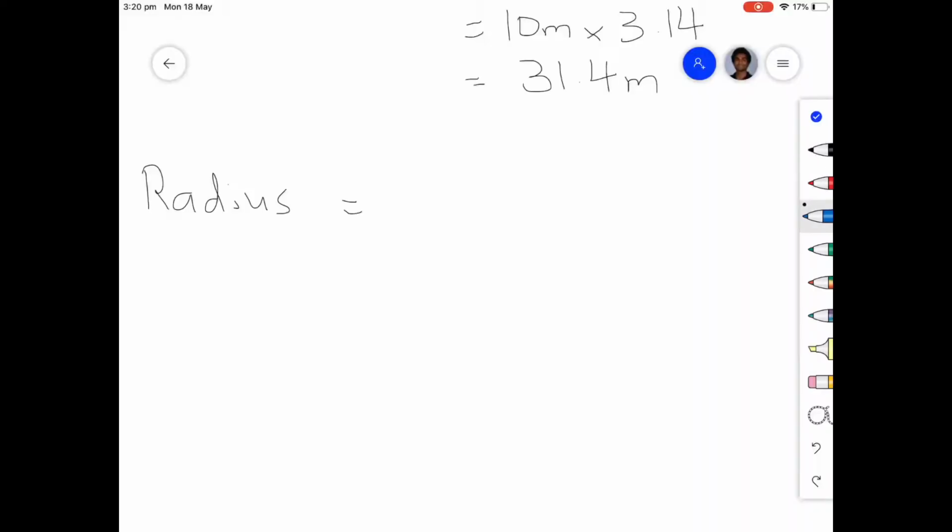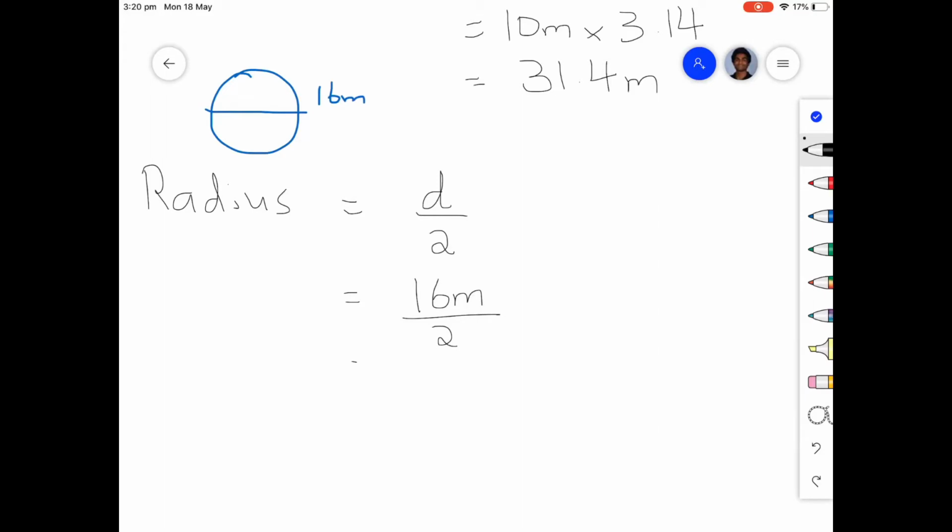Okay, now our second circle has a diameter of 16. I might even just draw this up here so I don't forget. So when we work out the radius, remember our radius formula when we are given a diameter is the diameter divided by 2. And for this example, our diameter is 16 meters, which we then divide by 2. So our radius will be 8 meters. Now the diameter of this circle is already given, and that is very simply just 16 meters.